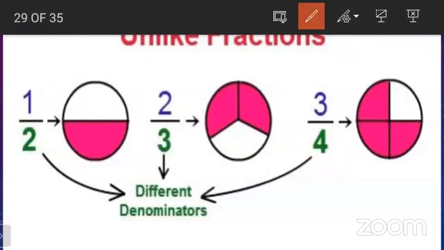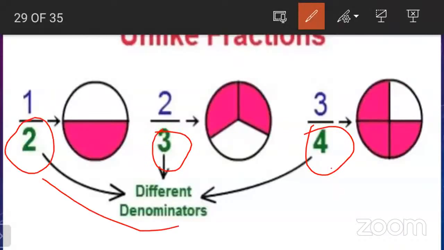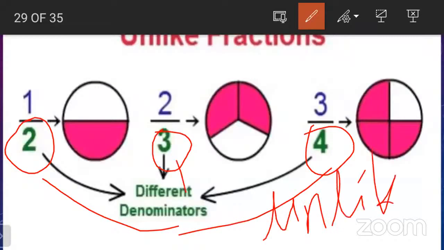Look at the denominator of this fraction, it is 4. This fraction is 6. The denominator of the other fraction is 2. All are different. The 3 denominators of the 3 fractions are different. So this is the example of unlike fractions. Okay, children.